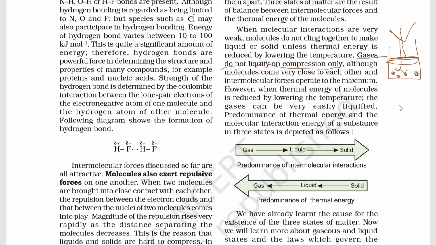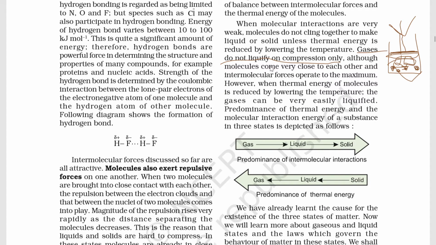Now let us go further. Although molecules come very close to each other and their intermolecular forces operate to the maximum, when they come very close the movement becomes very fast, because volume is decreased but the number of particles remains constant, so there is less area for them to act upon. So intermolecular collisions also occur more.